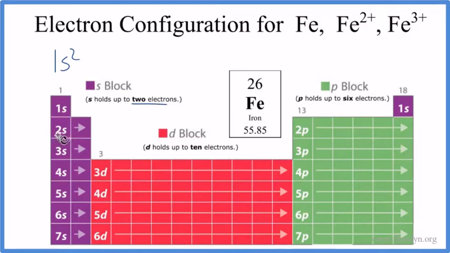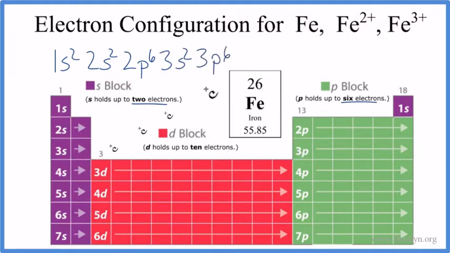Then we go to 2s. We have 2s1, 2s2. We've used 4 electrons. We have 26. Then we go to the p's. P orbitals can hold up to 6. So we'll go 2p, we'll put 6 in there, 3s2, 3p6, and we come back around to 4s2, and this all adds up to 20 electrons. So we have 20 electrons right now, we need 26.